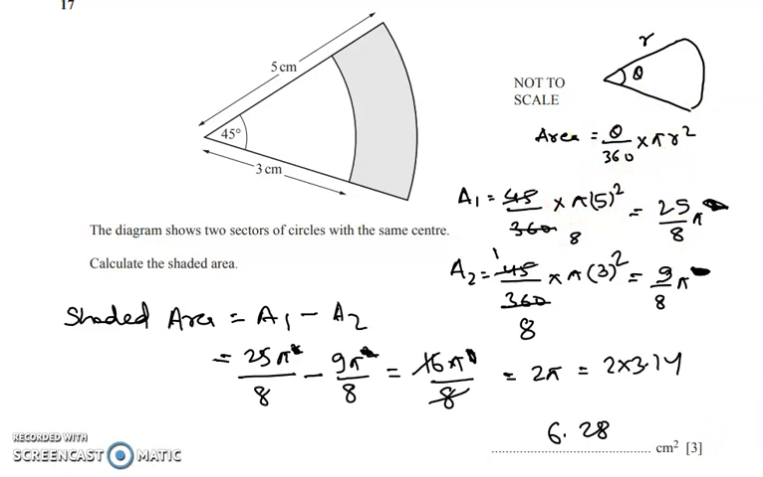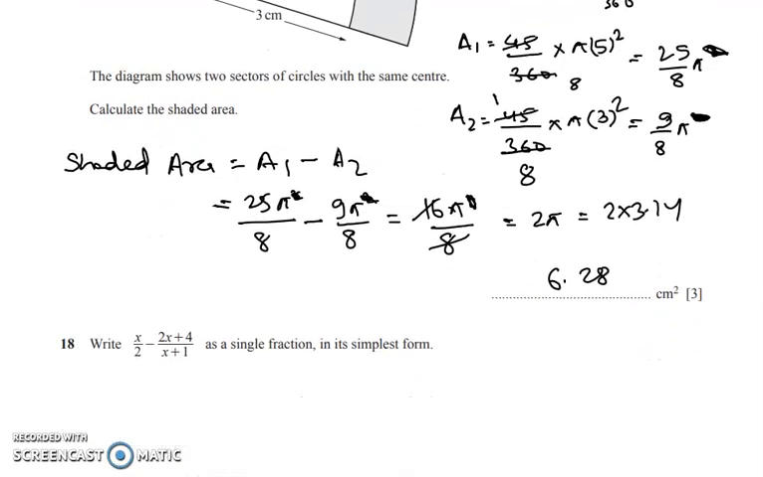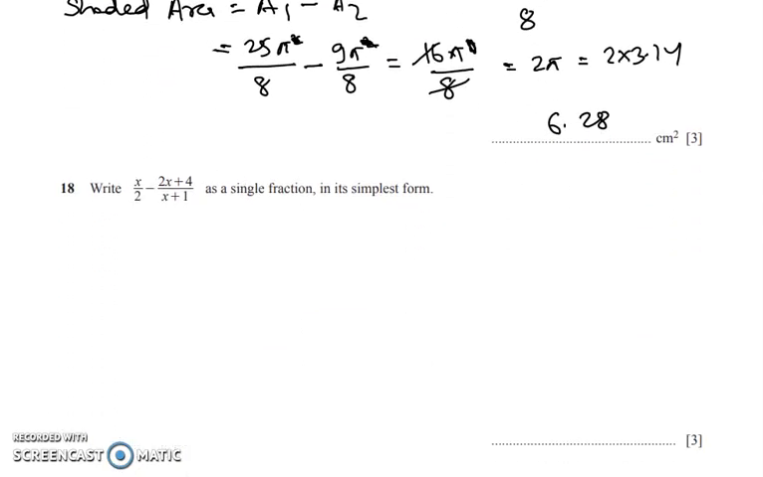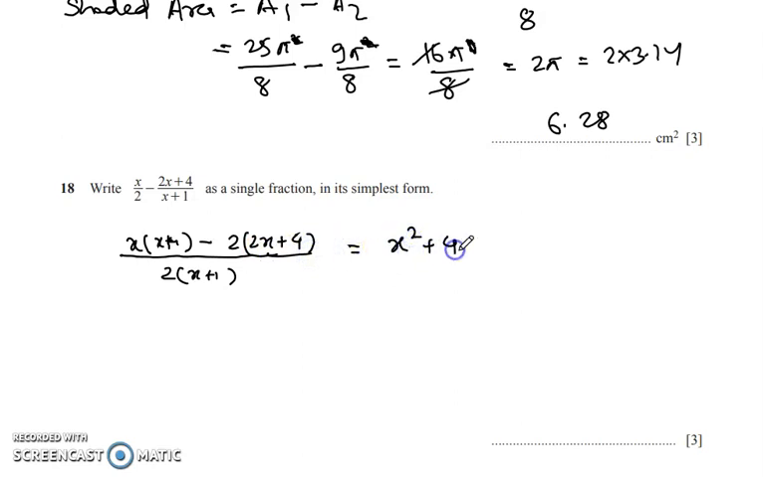Now moving to the next question, question number 18. We have to simplify and write in the simplest form as a single fraction. So 2 and x plus 1 don't have a common factor. So what we are going to do is cross multiply. This will multiply with this one. So I will write x into x plus 1 minus 2 into 2x plus 4. Now x into x is x square plus 4x.